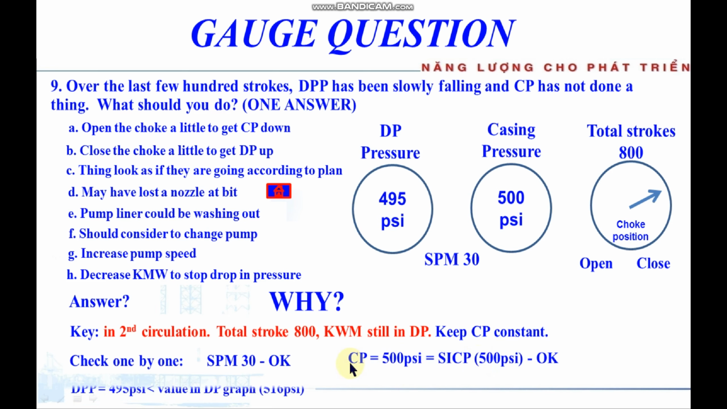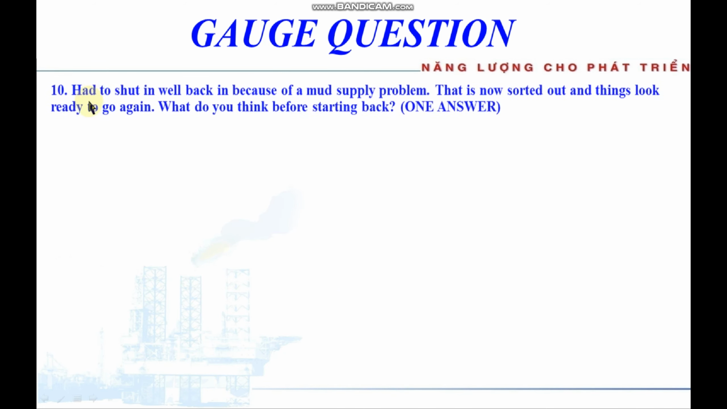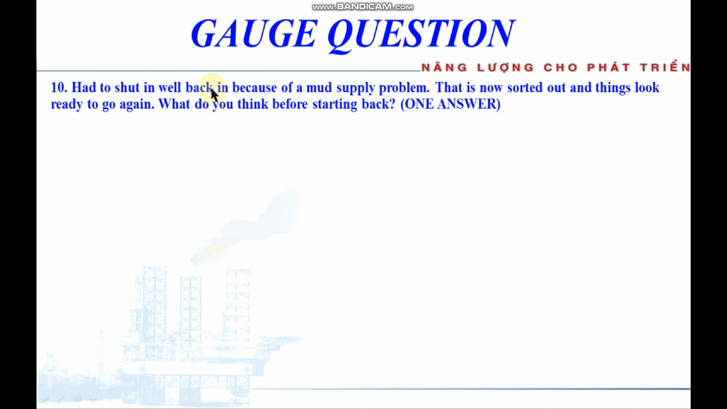Dubai pressure 495 PSI, less than the value in the Dubai graph, 500. So we have lost the neural admit. Next: you had to shut in the well because of a mud system problem. That is now sorted out and things look ready to go again. What do you think before starting back? One answer.